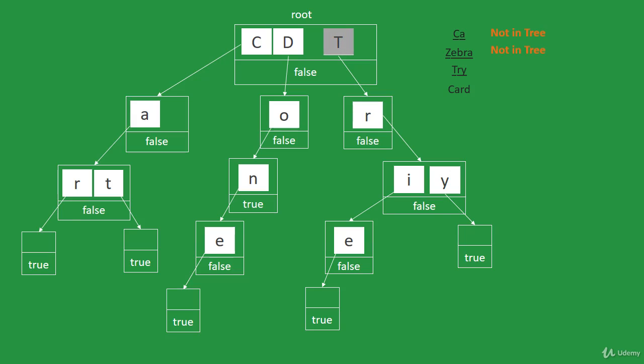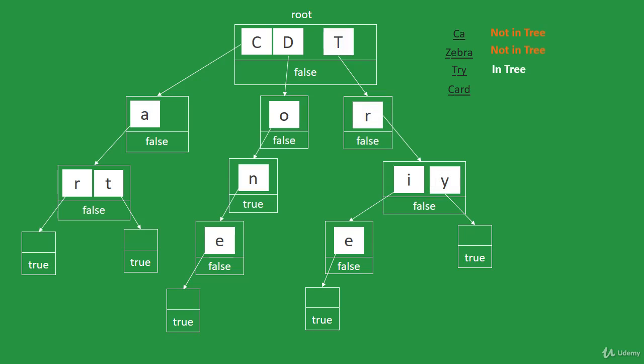Let's find try. In this root's table, we found T record, so we follow its pointer. In this node, we continue with R. Since R is in this node's table, we follow its pointer and get to node which represents TR prefix. In this node, we look for last character I. I is in this table, so we follow its pointer. And since we have no other characters left in our word, we look at this node's isWord indicator. Since it is true, we can say that try is in this tree.